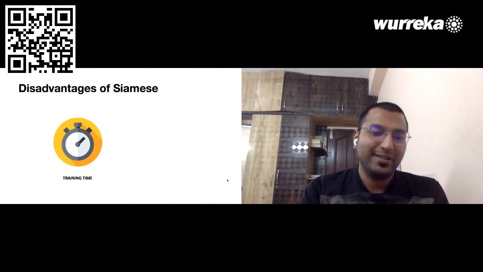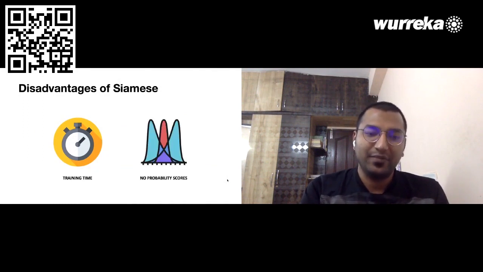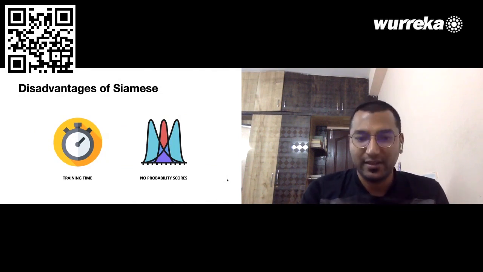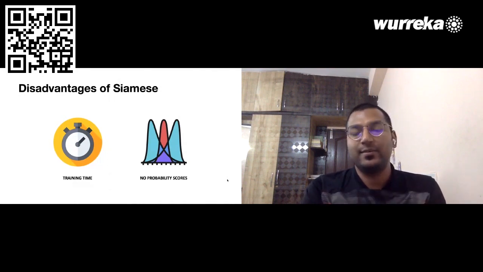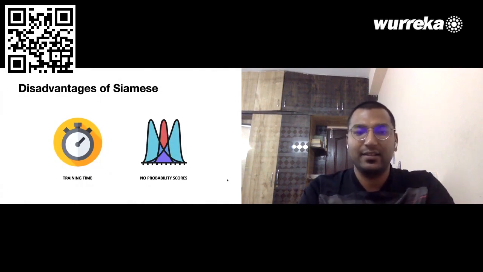Now, it doesn't actually output the probabilities. Since the training involves pairwise learning and we use the contrastive loss, we don't get the output probabilities of the prediction. But instead, we get the distance between the pairs. So that's all about it.